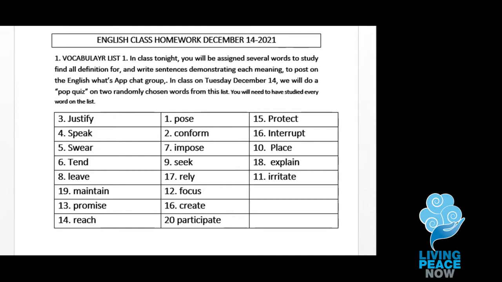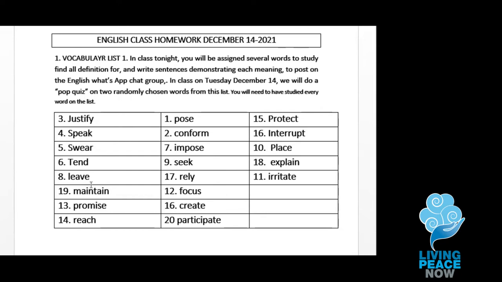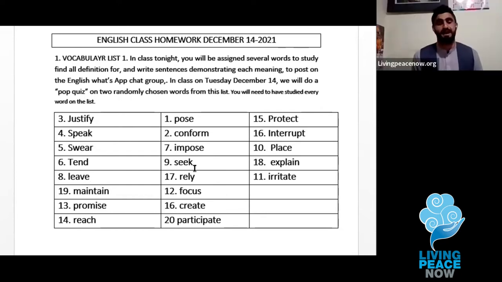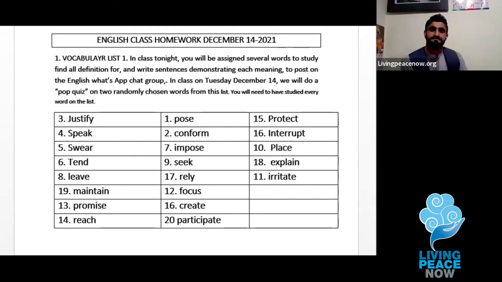Ninth one. Seek. Seek, yes. Not sick. Seek. What's the meaning of seek? Please define it in English, yeah? Yeah, seek. Define. Very good. Seek means like want.